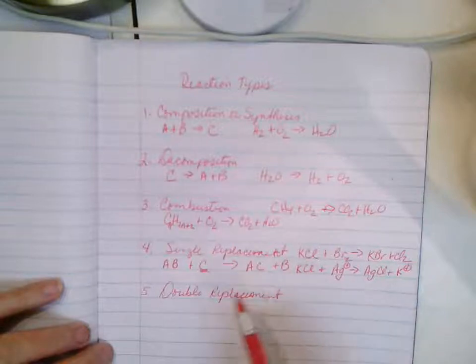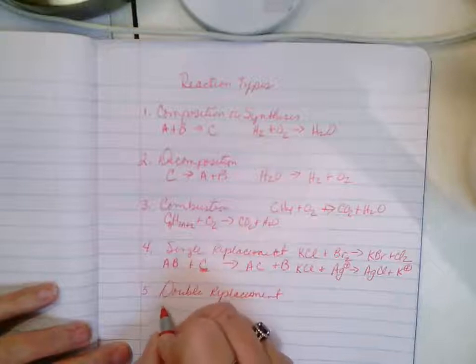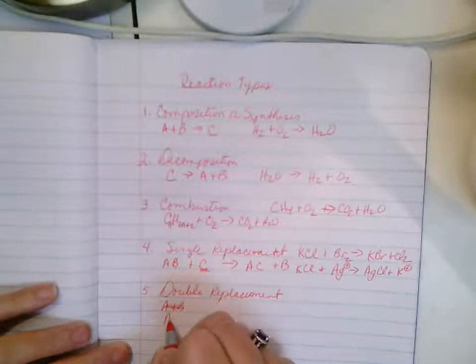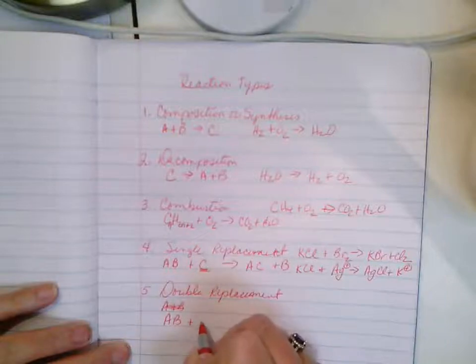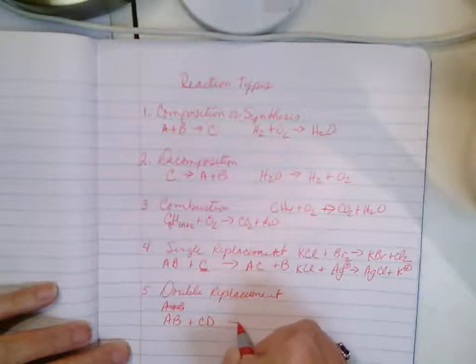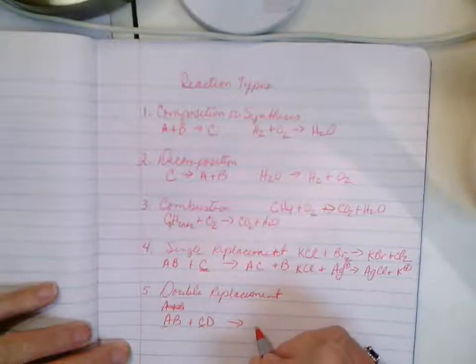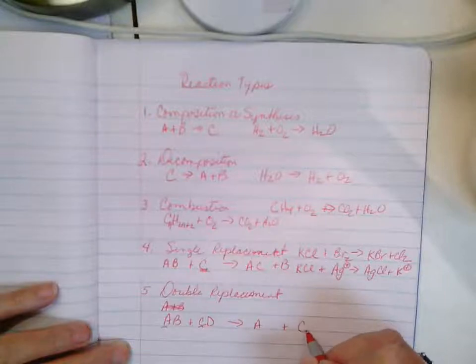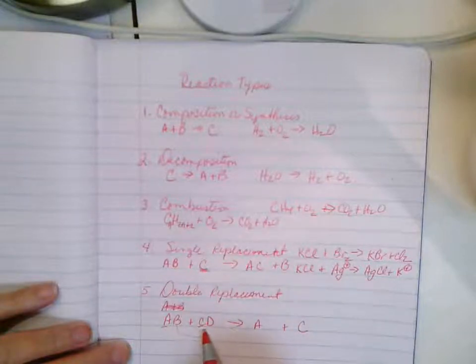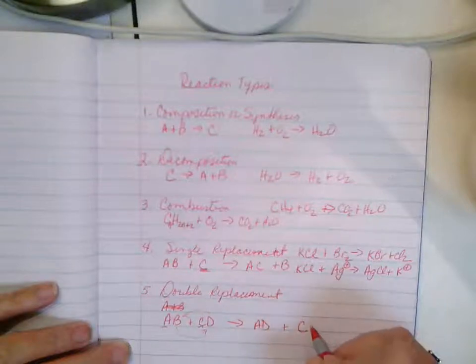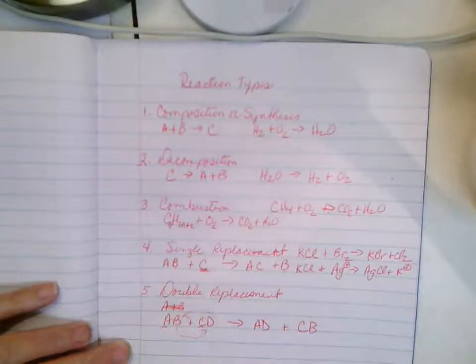And I guess you could probably guess what double replacement is going to be. We're going to have AB plus CD. And we're going to remember this is our cation, this is our cation, so they're going to have to trade places. I'm going to leave them the same. So now B is going to replace D, and D is going to come over where B was. So this would be AD plus CB.